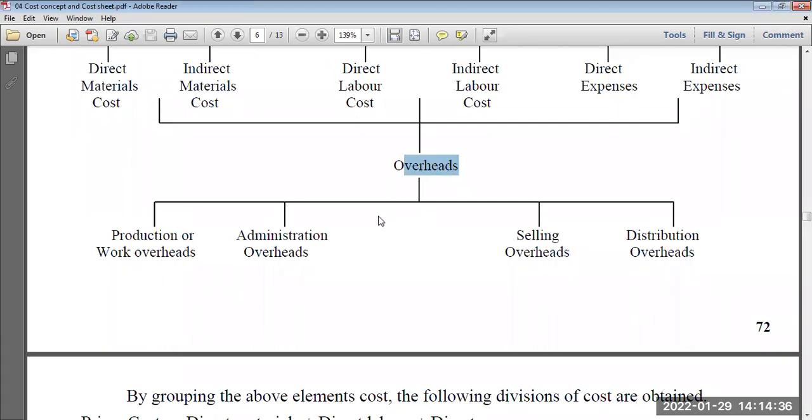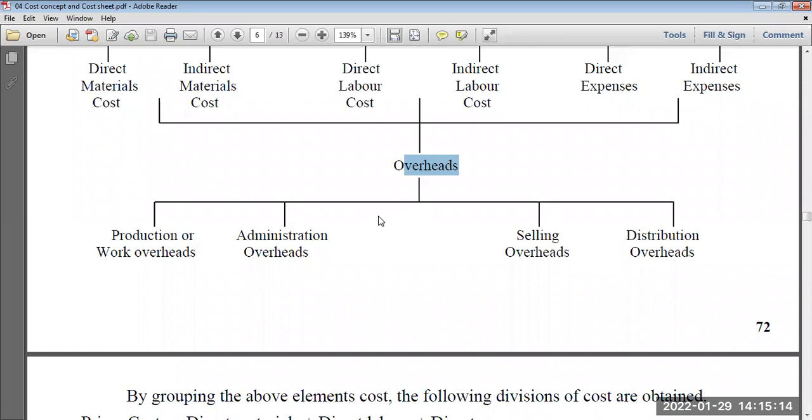Overheads are nothing but over and above the heads. What do we mean by over and above the heads? There are 3 heads: direct material, direct labor, direct expenses. Apart from these 3, any other things that are incurred, spent to produce an article or a service, that expenditure is called indirect, or I can call it overheads. There are 4 types of overheads available in a company, depending upon the place where it is incurred: production overheads, administrative overheads, selling overheads, and distribution overheads.